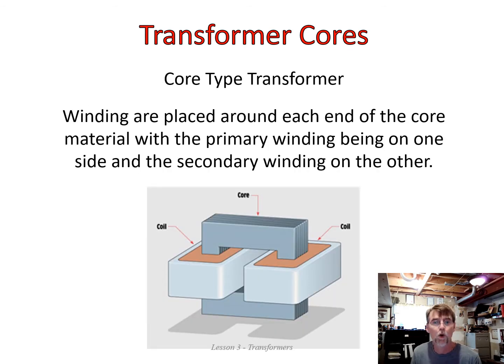So first of all, the core type. And again, this is a picture that matches the images we've seen so far. So windings are placed around each end of the core material, primary winding on one side and the secondary on the other side. And it's the core material that transfers the lines of flux from one winding to the other. Okay, this is very typical. That's why all the images we've seen so far have looked like this, because it makes sense. Visually, it makes sense. Logically, it makes sense. It's all good. Everything's wonderful.